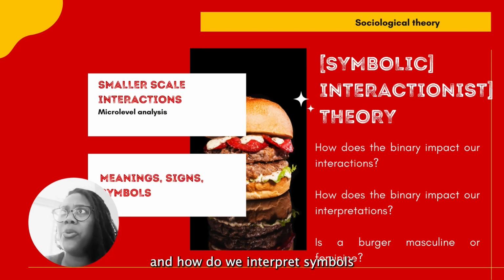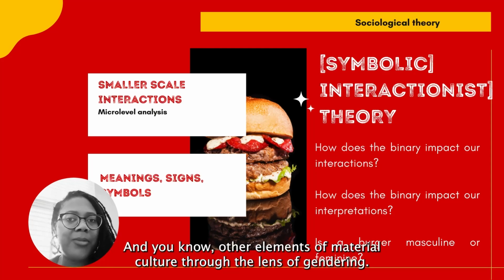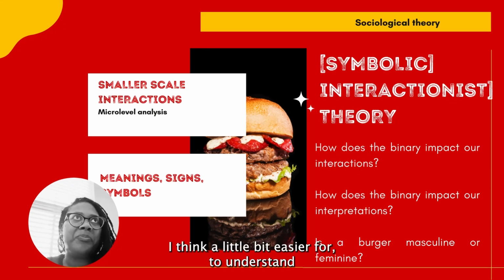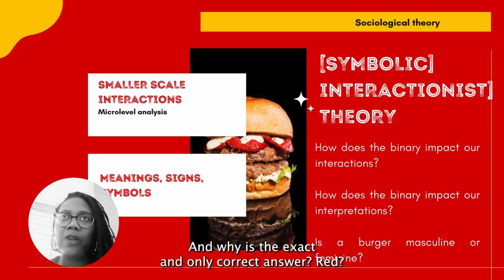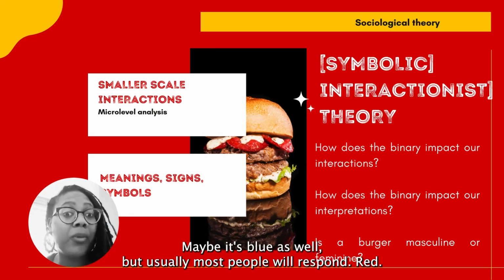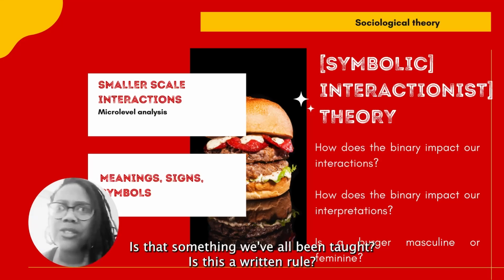And how do we interpret symbols, or interpret even just items like clothing and other elements of material culture through the lens of gendering. So this is, I think, a bit easier to understand if we think about something like what color should your math notebook be, right? And why is the exact and only correct answer red? Perhaps maybe it's blue as well, but usually most people will respond red. Why is that? Is that something we've all been taught? Is this a written rule?